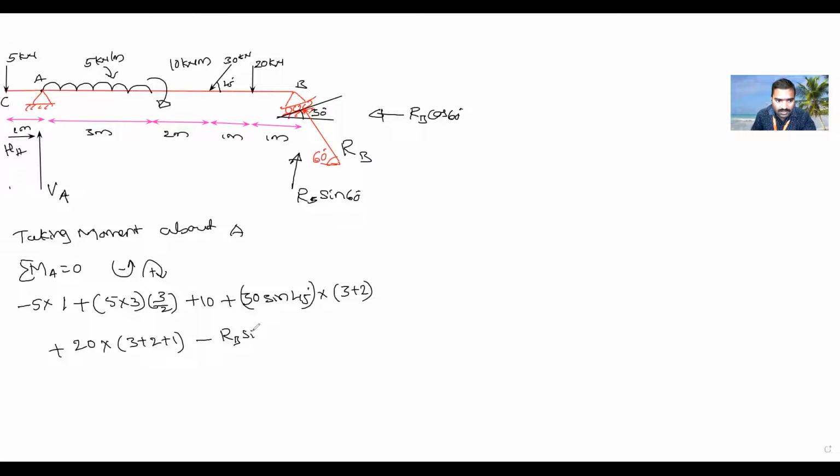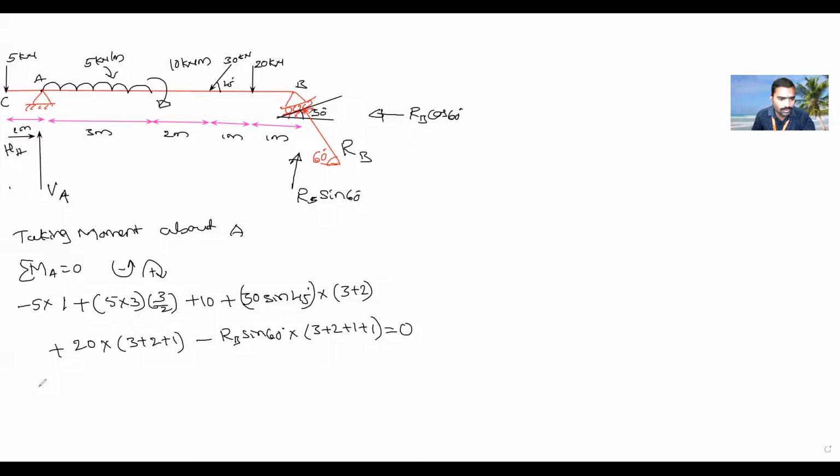RB sin 60 into what is the distance between A to B? That is 3 plus 2 plus 1 plus 1, 7. So 3 plus 2 plus 1 plus 1. This is equal to 0. Is it understood, everyone? Yes, sir.